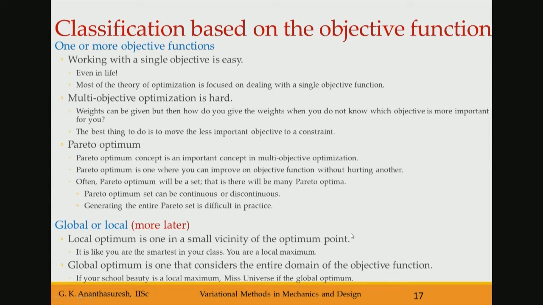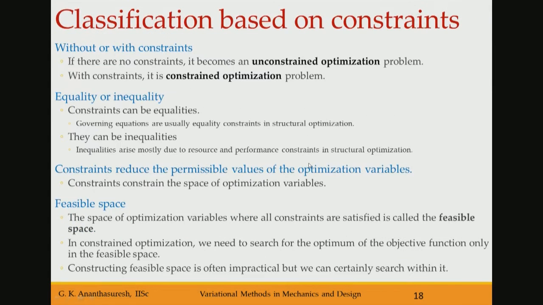So, you have to understand the difference between global and local optimum. Okay. That is, there are global optimization problems, there are local optimization problems. There are single objective optimization problems, there are multiple objective optimization problems. That is one type of classification.